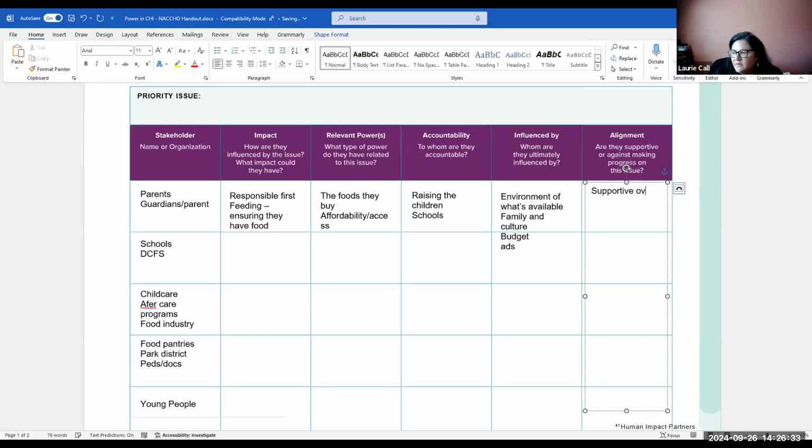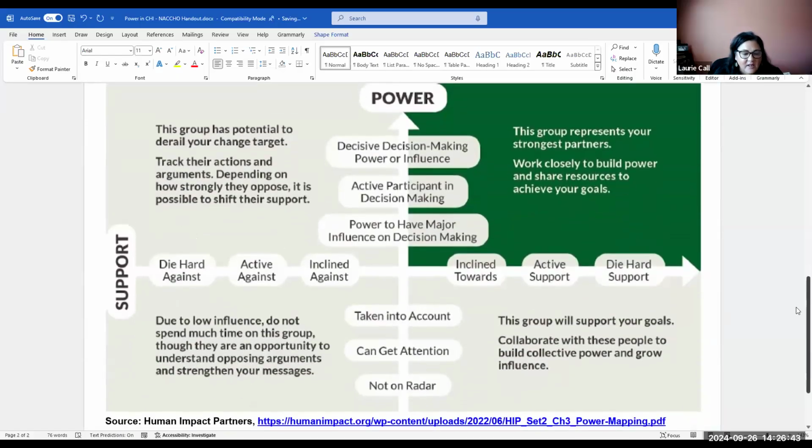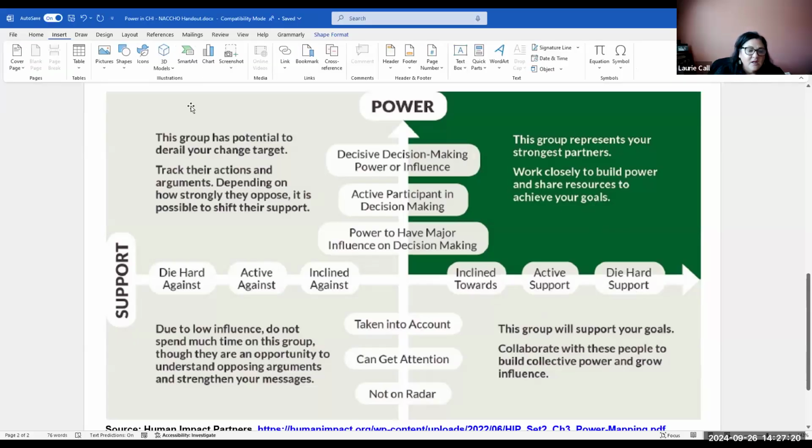Yeah. So if we would move on to the next phase of this process, we're not going to have a lot of time, but let's just think about where parents would fit on this power grid. Okay, so you can see that along the X and Y axes, we have different levels. What's their level of support? Are they diehard against? Are they diehard support, active support, inclined towards it? So where would you put them along this spectrum of support? We think they're supportive of this, right? For sure supportive. So which level? Would they be inclined or active support? We're going to go with inclined. We had a couple people say inclined. So now let's think about power. It's not on their radar.